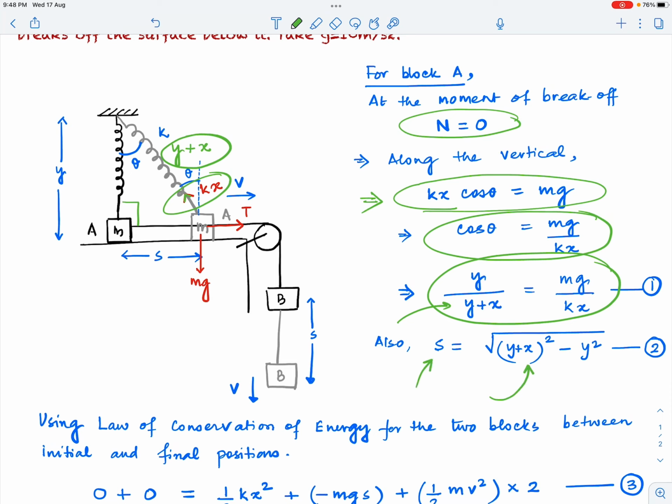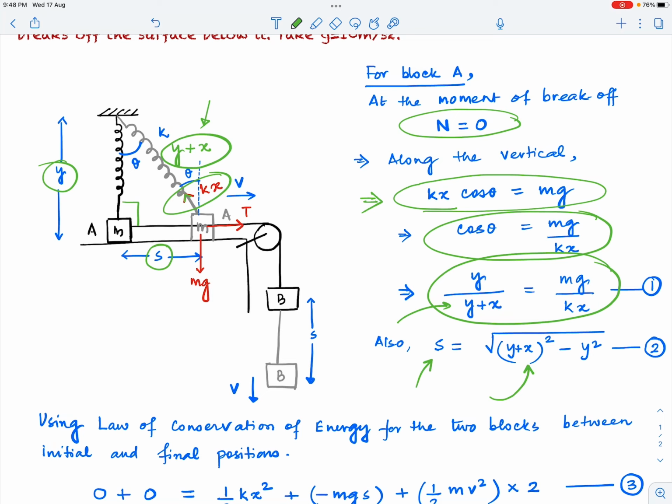What is s? S is the displacement of block A in the process of moving from the initial to the final position. So, S we can calculate once we know y as well as y plus x. Y is already given to us in the question, x we can calculate from the previous equation. So, S can be obtained once again by using this trigonometric identity for the right angle triangle that we have here. We are calling this equation number 2.